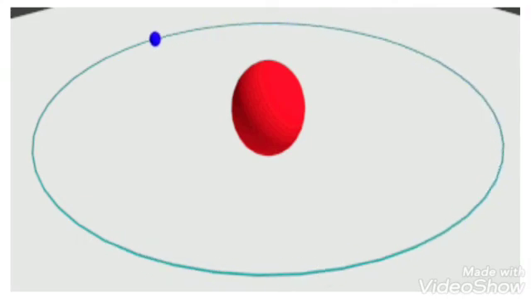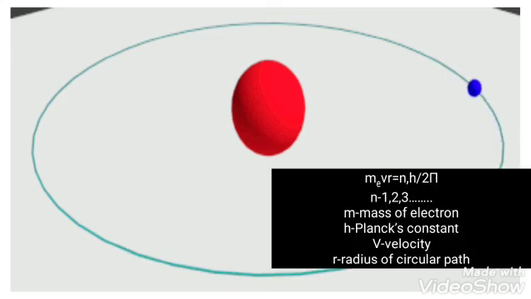An electron can move only in those orbits for which its angular momentum is an integral multiple of h/2π, which is given as mvr = nh/2π. Here n is an integer which can be 1, 2, 3, etc. h is Planck's constant, m is the mass of the electron, v is the velocity, and r is the radius of the circular path.